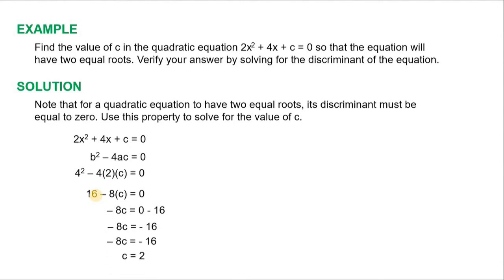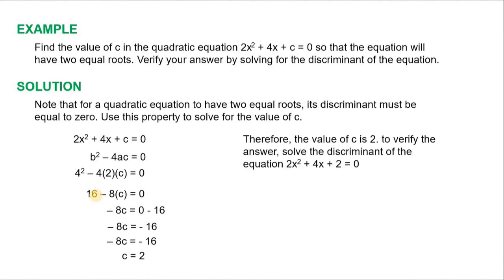Therefore, the value of c is 2 for us to have two equal roots in that quadratic equation. Okay? So therefore, the value of c is 2. So to verify the answer, solve the discriminant of the equation. So this is just checking if the answer is correct. Okay?